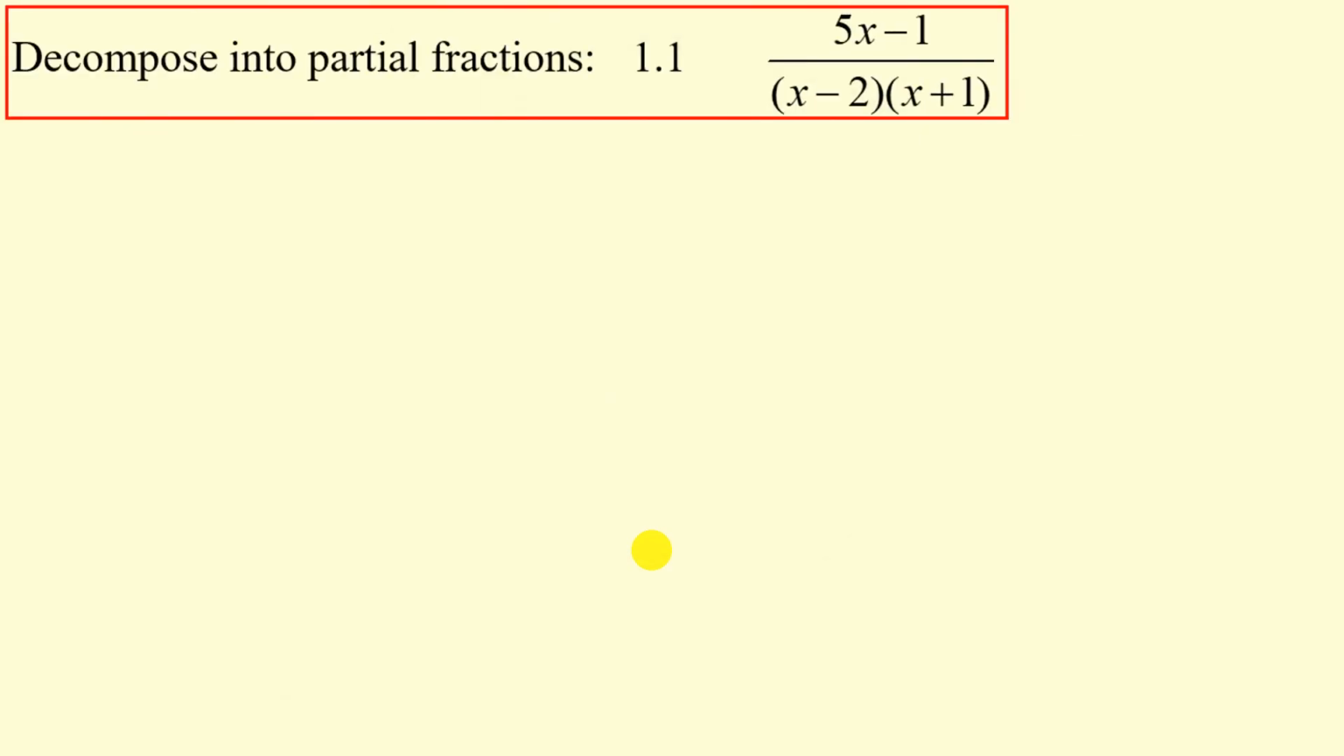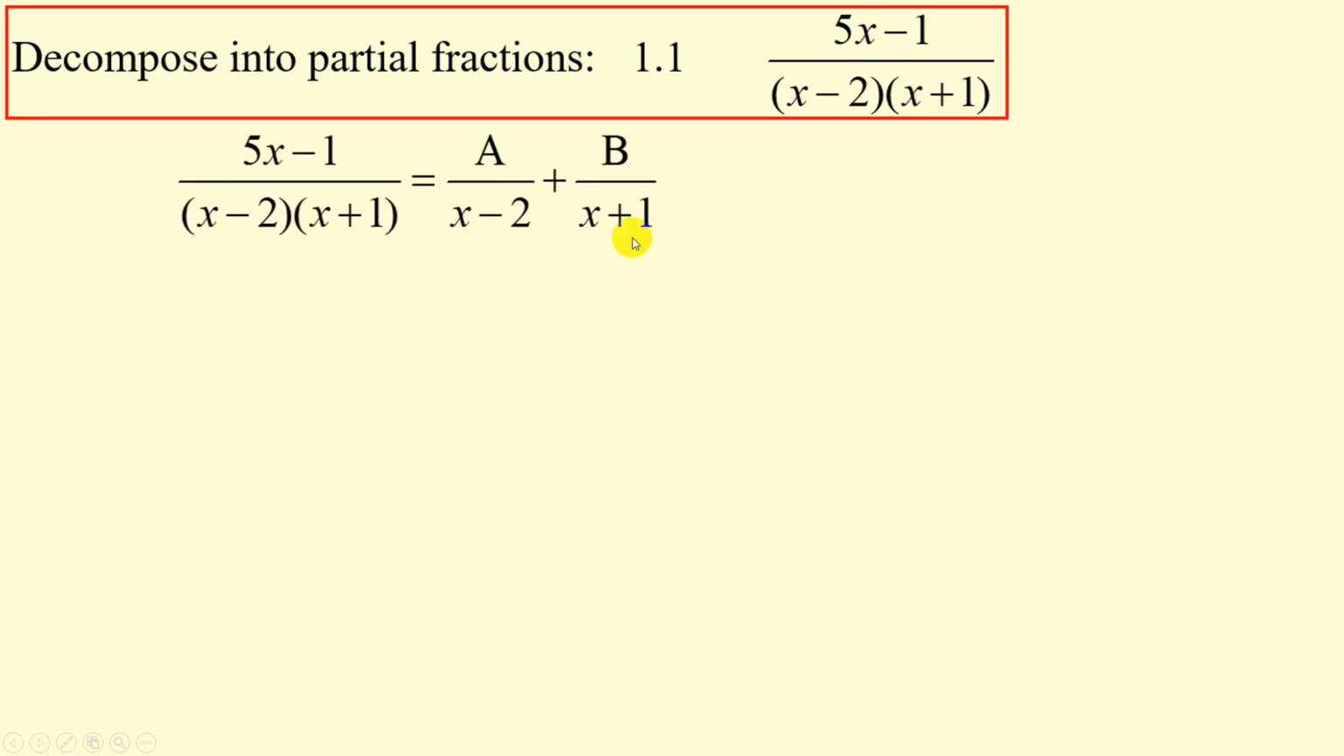Question 1.1. Decomposing into partial fractions. We have an already factorized denominator consisting of the product of two binomials, so this just simply breaks down into two fractions, one with each of the binomials. And it's just a number straight above. So now we're going to equate the numerator of the left with the numerator of the right while finding a common denominator.